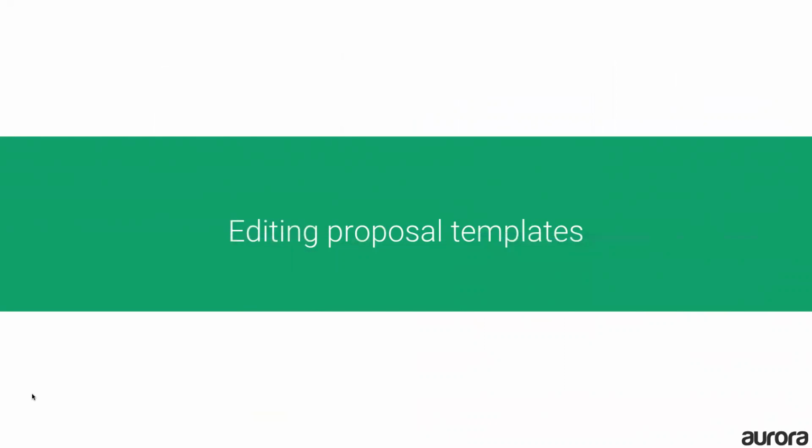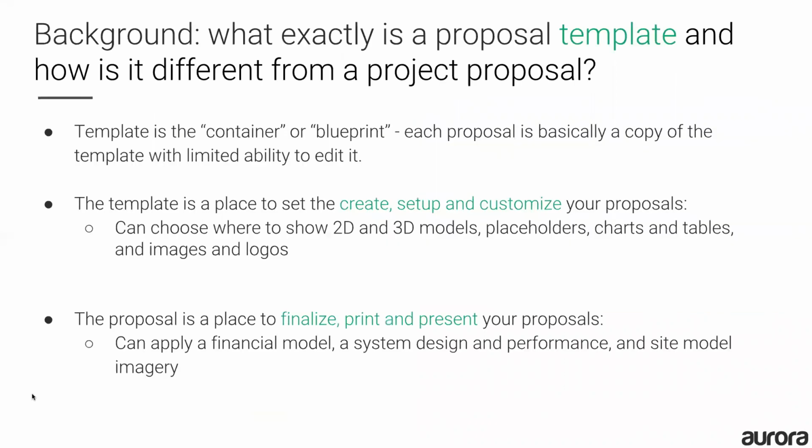We'll quickly go through what it means to edit your proposal template. So a little bit of background, what exactly is a proposal template and how is it different from a project proposal? Your proposal template itself should be looked at as a container or blueprint. Each proposal is basically a copy of the template with limited ability to edit. So as a container or blueprint, you're going to create your proposal template once, model it out, and configure it exactly to meet your needs. And then from there, every time you generate a proposal for one of your projects, you use that template, and all necessary information will copy over and populate into that proposal.